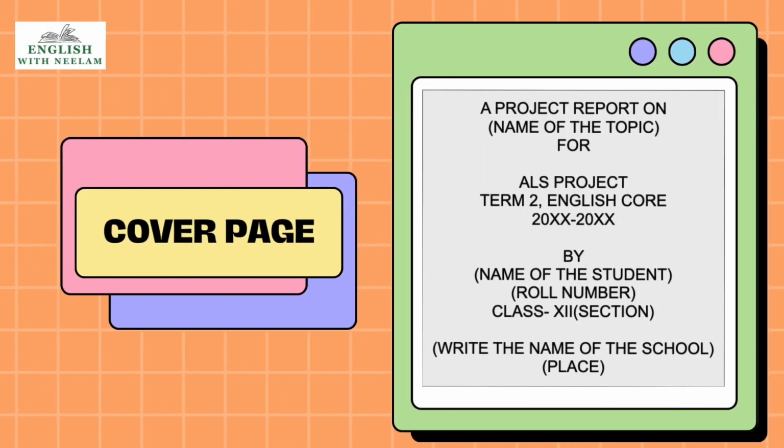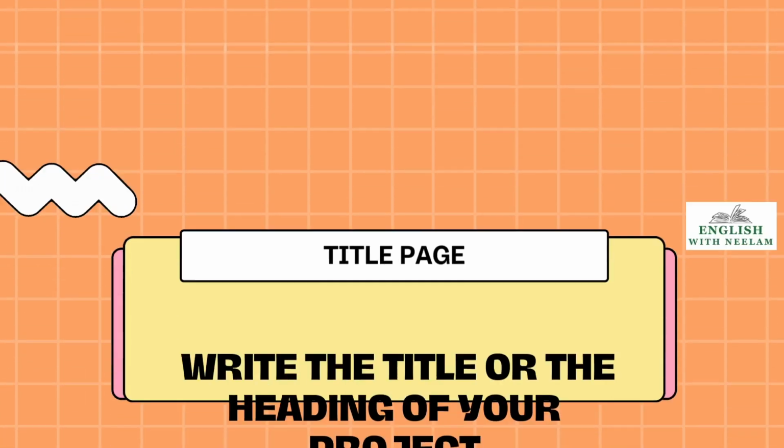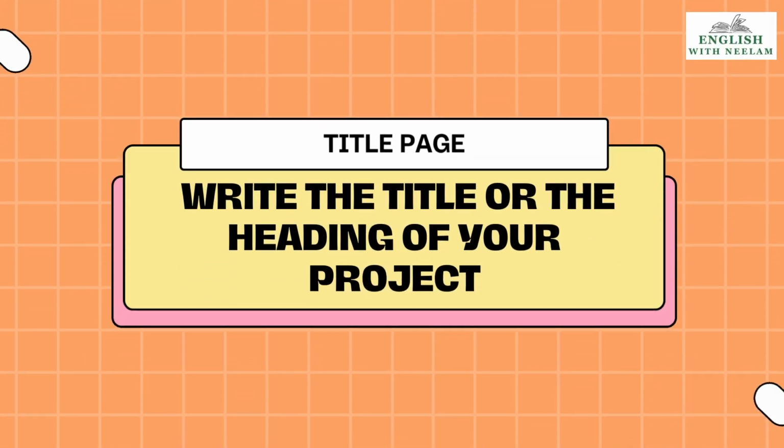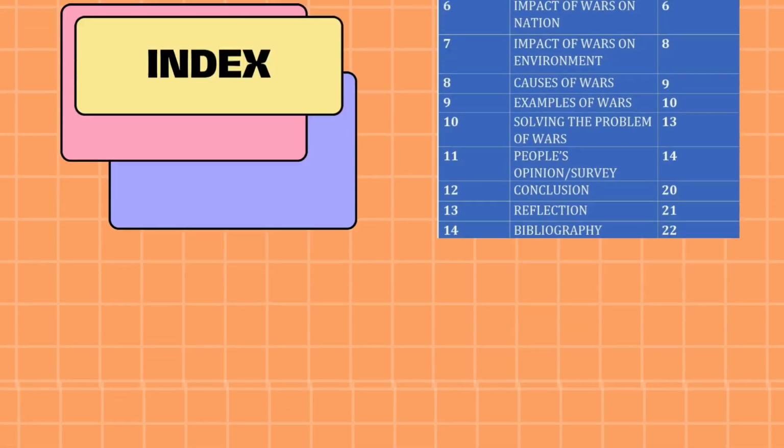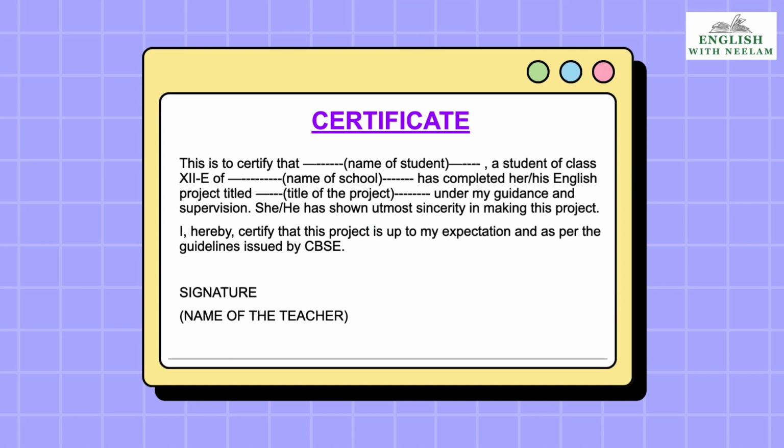First we have the cover page. Make it as shown here. On the next page, you have to write the title of your project. Then make the index page. Write in order what you are attaching in this project. Thereafter, we have the certificate issued by your subject teacher.